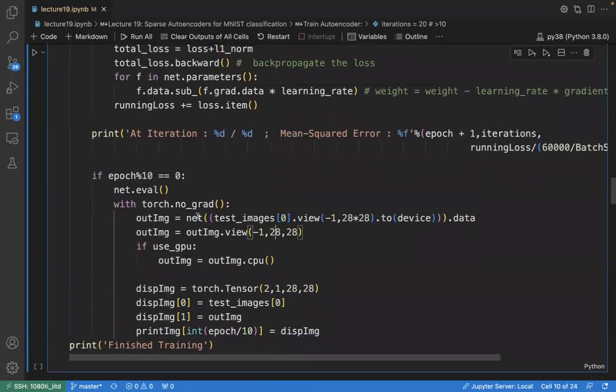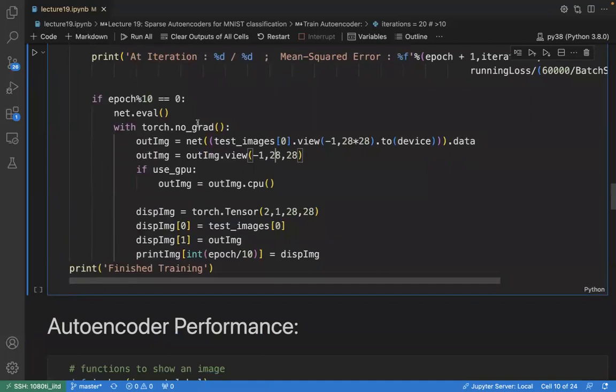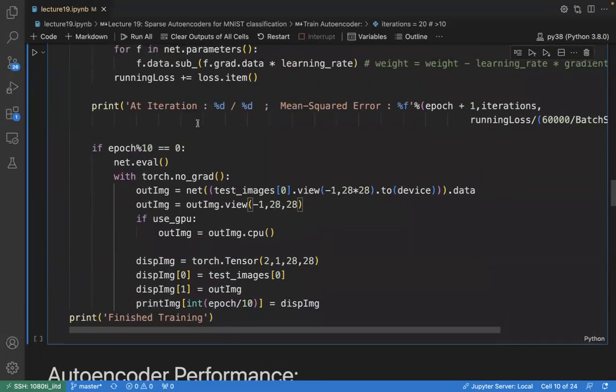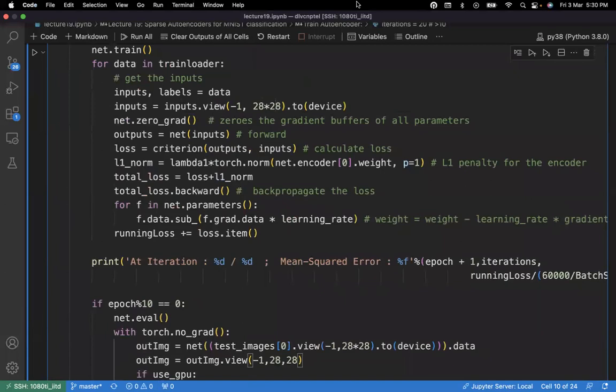And also we are evaluating every time, we are, one second.